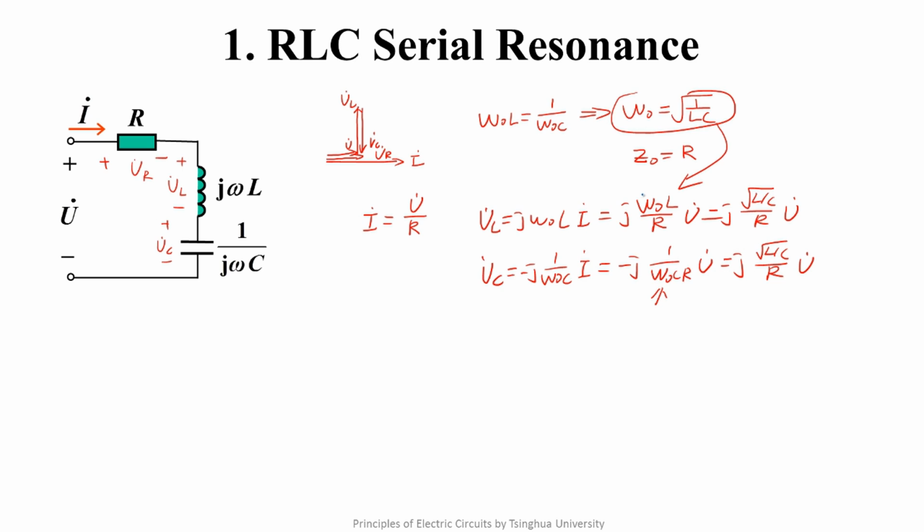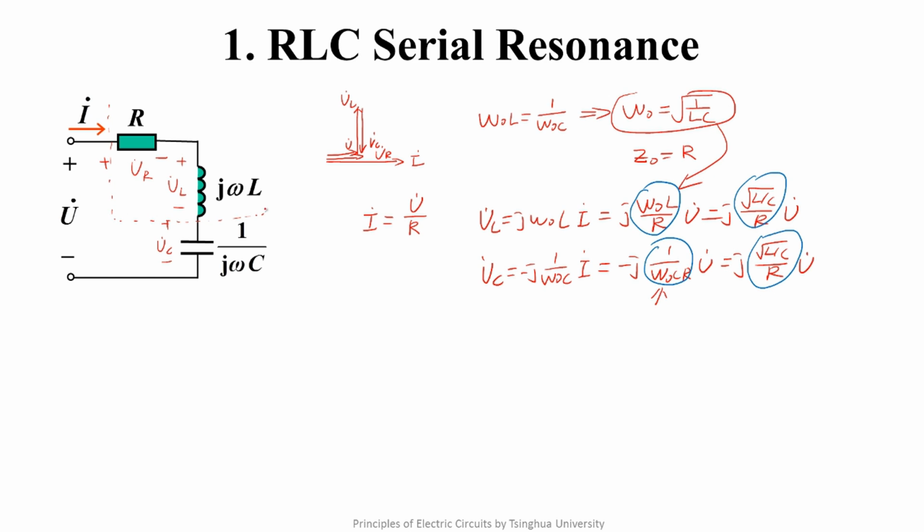These are the voltages of the energy storage elements in resonance. By substituting the resonant angular frequency into this expression, we can find that the voltages of the energy storage elements in resonance are the same. It's the same as the conclusion we got from the phasor graph.